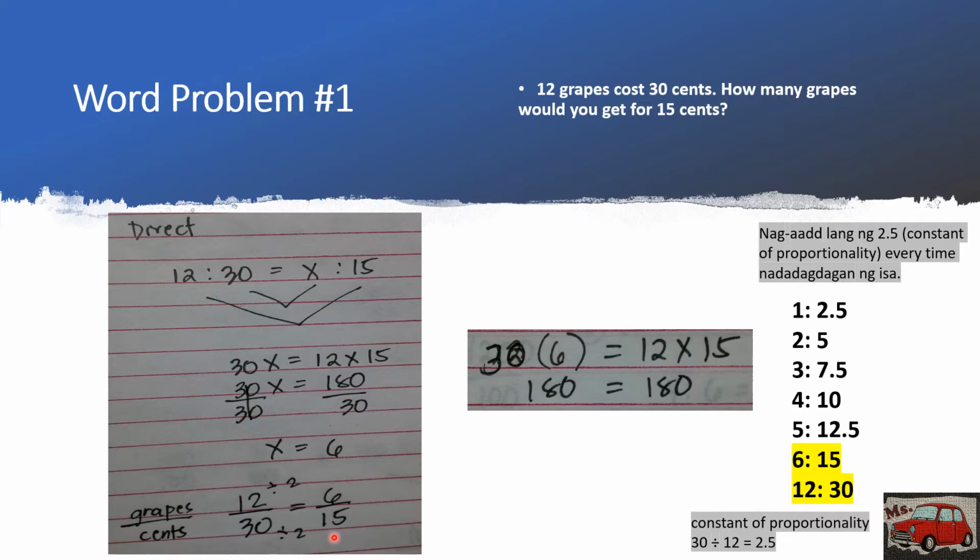So, if you just think about it, yung 12 grapes, it cost 30 cents. So, tinatanong lang dyan kung ilang grapes meron sa 15 cents. So, yung 30 naging 15, so dinivide lang siya, right? Ginawang kalahati. So, hatiin mo lang din yung number of grapes mo. So, 12, hinati mo sa dalawa, so naging 6.